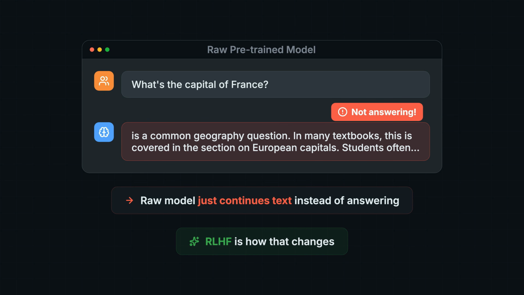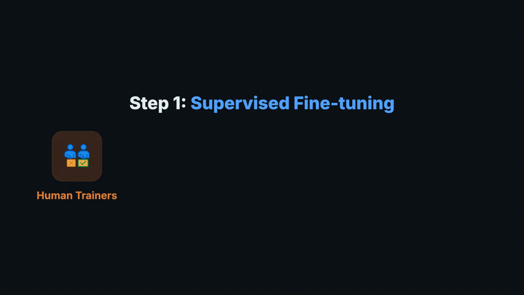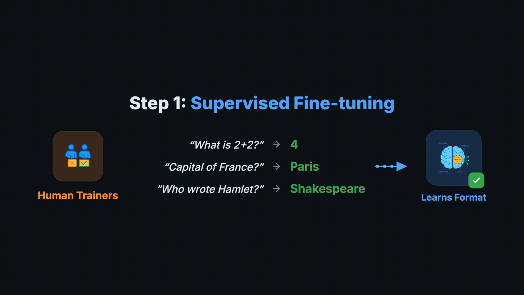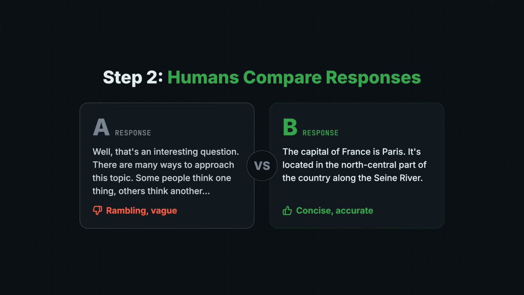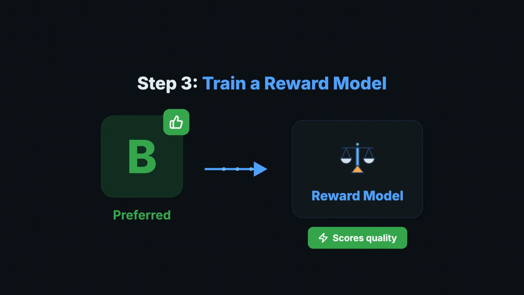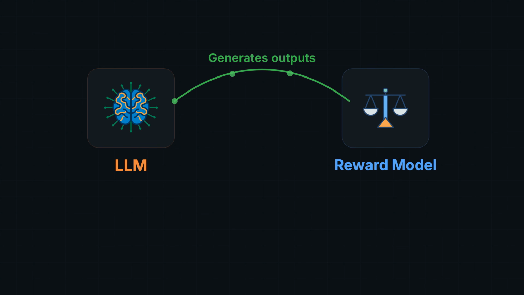RLHF, reinforcement learning from human feedback, is how that changes. First, humans write examples of good assistant behavior. The model is fine-tuned on those to learn the format. Then, humans look at pairs of model responses and pick which is better. Those preferences train a reward model, a scoring function for response quality. The LLM then gets trained to produce responses that score well.